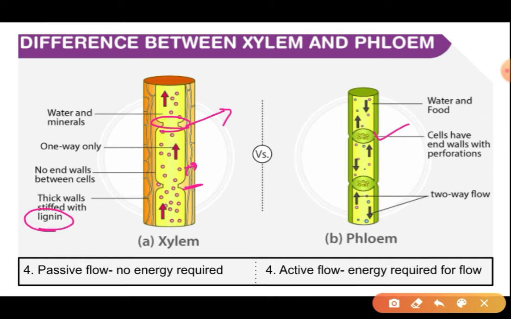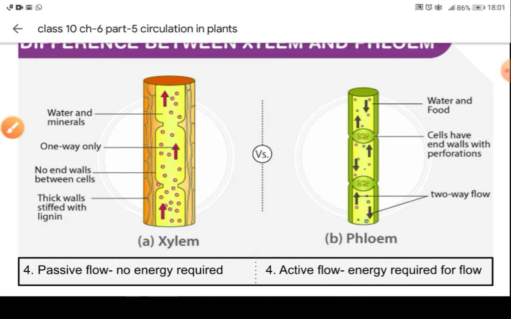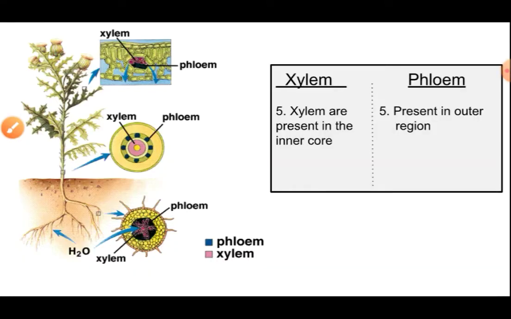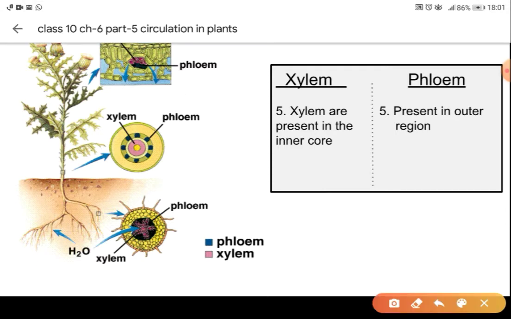Then in xylem vessels there is a passive flow of material. Passive flow means that no energy is required in flowing the material, but in phloem vessels the food is transported by the active flow. So active flow means the energy is required during the flow. Food molecules contain sucrose, amino acids, all these materials, and when they are transported, they are transported by obtaining the energy.